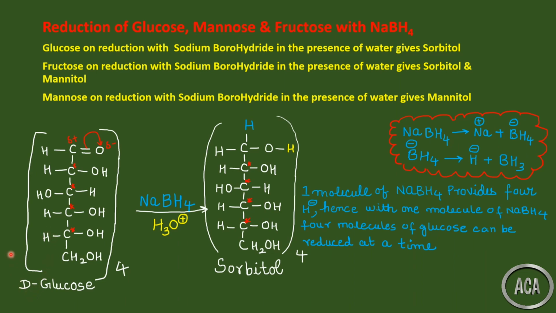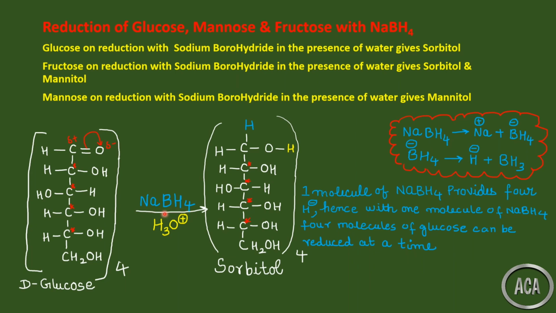So today we are going to discuss the reduction of glucose, mannose and fructose with sodium borohydride. Now, why have we used sodium borohydride? Reduction of glucose can be brought about by using any reducing agent, and reducing agents are selective. Various reducing agents give various products, but if our intention is to get sorbitol, then we have to use sodium borohydride. So sodium borohydride is a selective reducing agent.